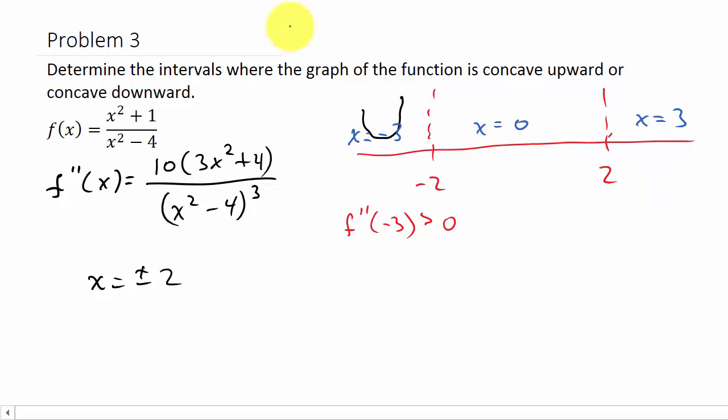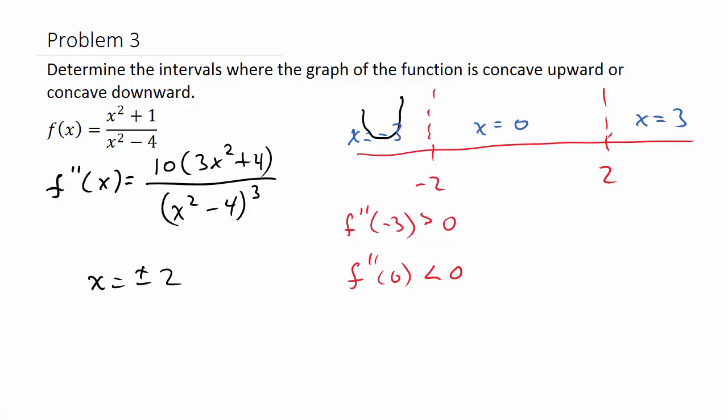Alright, now let's plug the 0 in. So f double prime of 0, okay, so when I plug the 0 in, we know the numerator's positive, so that's going to be 0 minus 4, that's -4. -4 to the third is negative, so I have a positive over a negative, which is negative, so this is less than 0. So that means in this interval, it's concave downward.